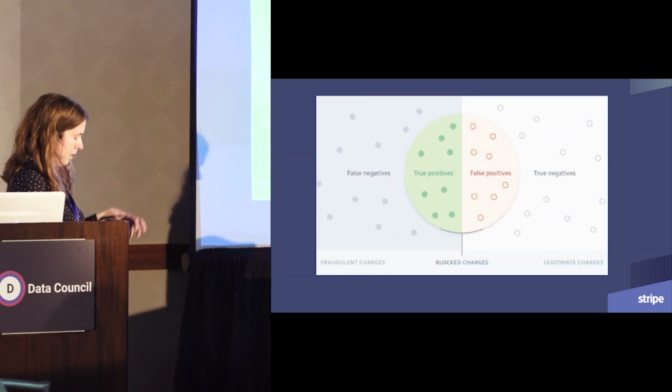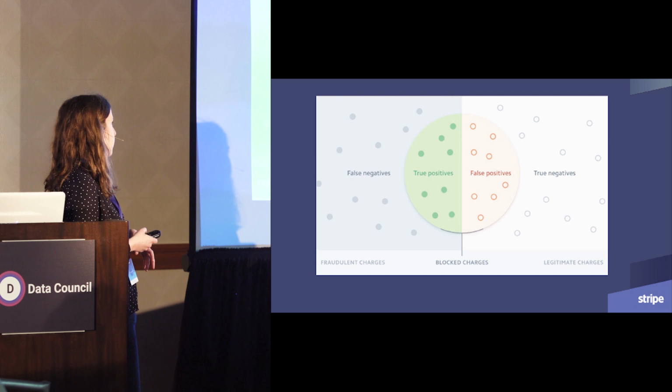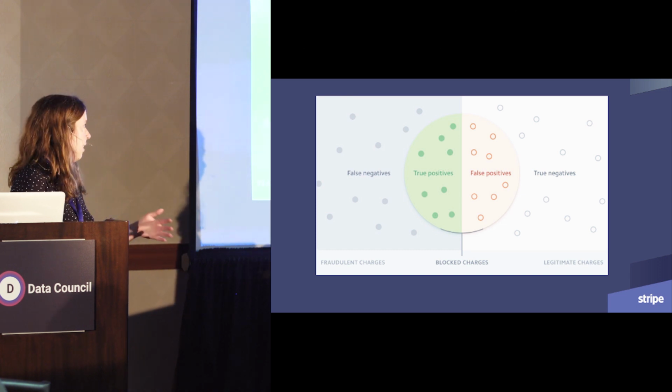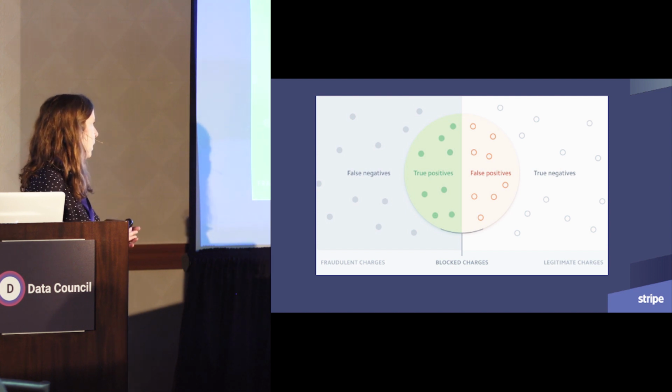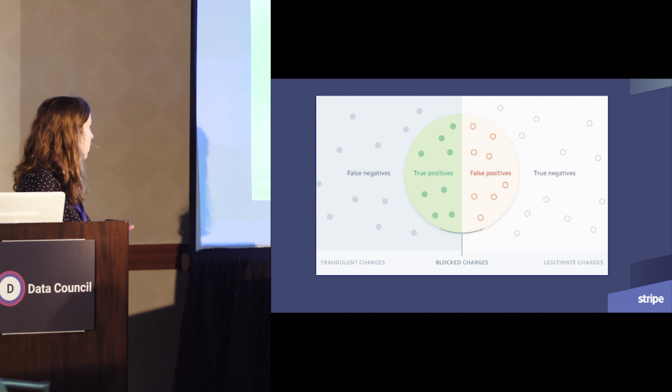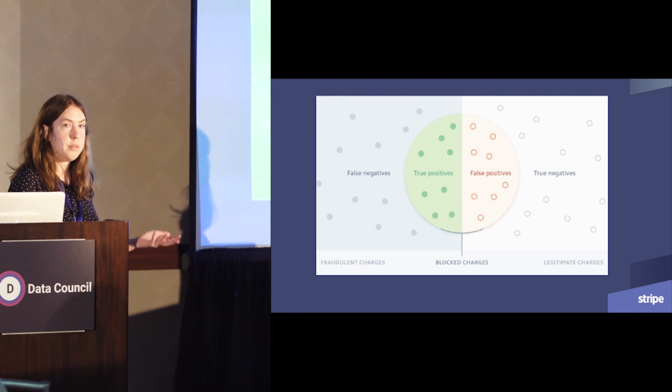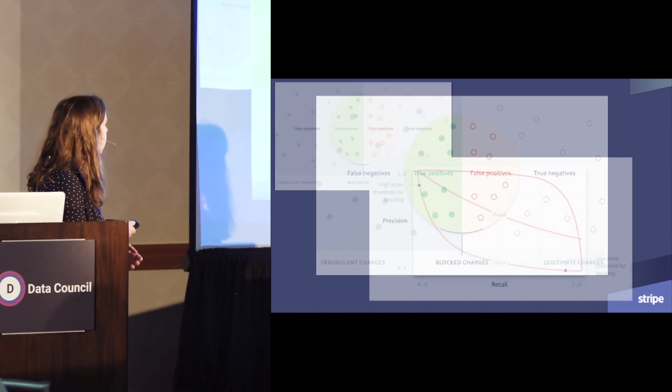In the Radar case, we are trying to have really good outcomes for our users. If, for example, we have a false positive, then we may block a legitimate charge, or if we have a false negative, we may let a bad charge go through, and those are pretty bad outcomes.